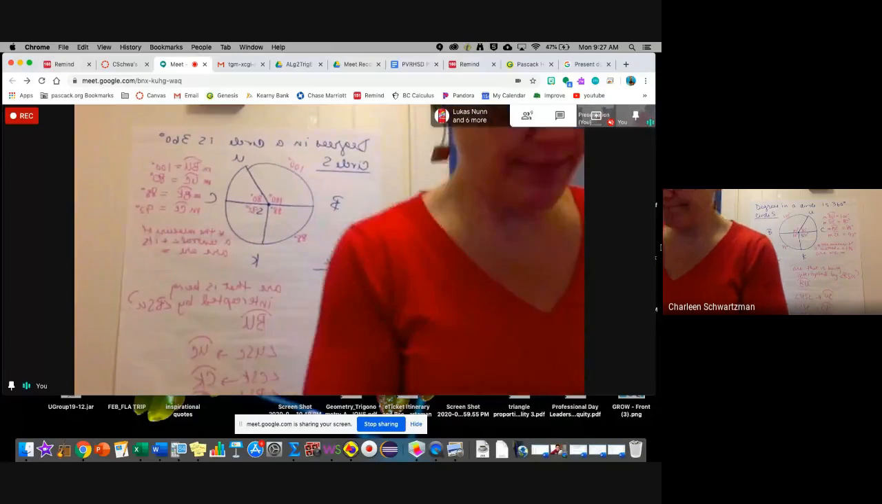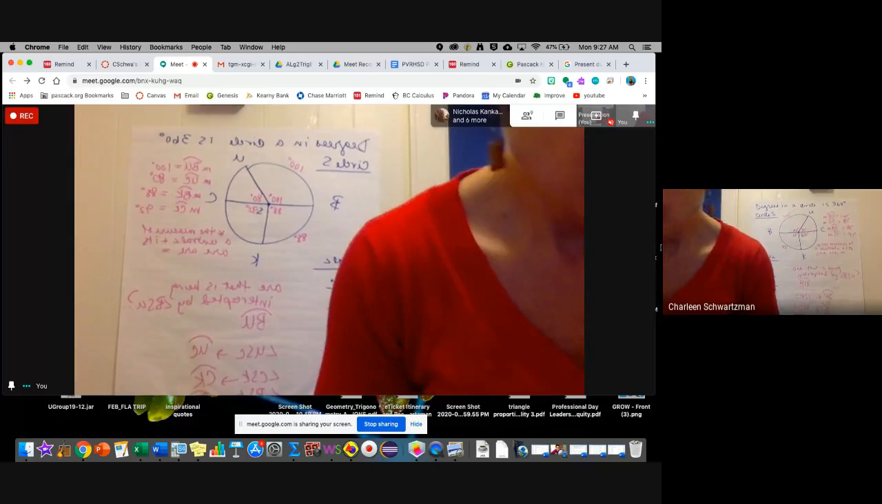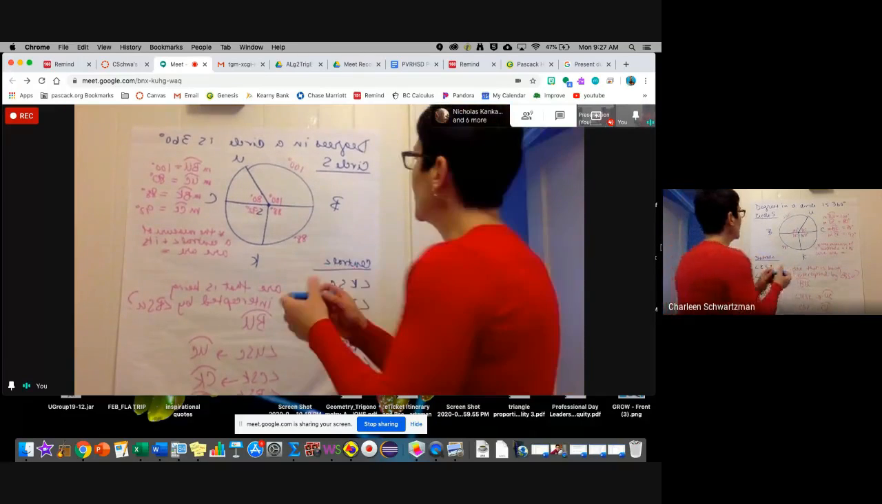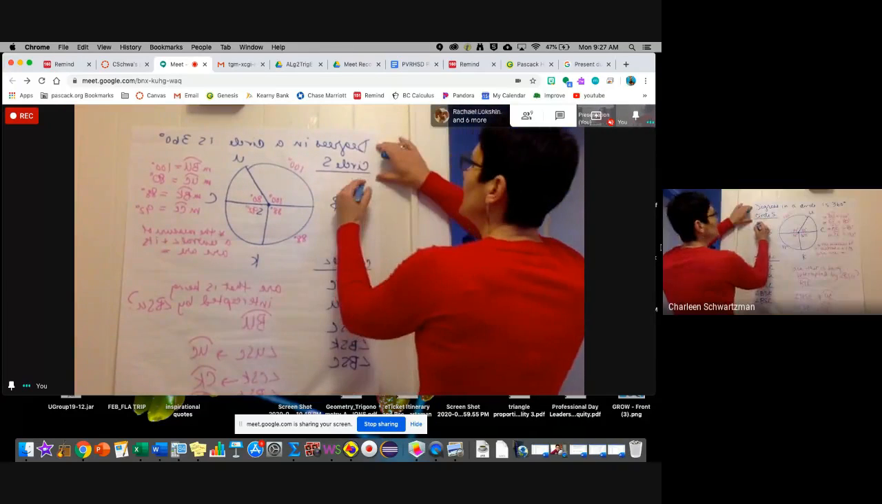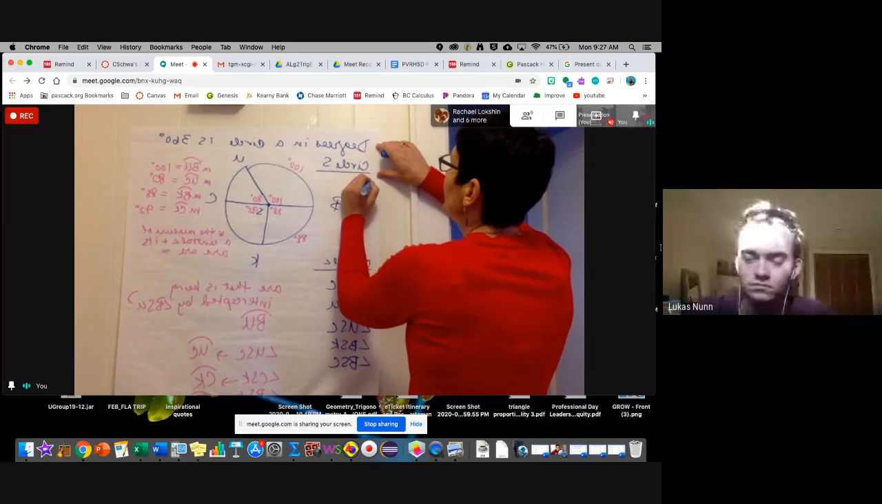Now, I'm going to get crazy. I'm going to go with a new color. Look at me go. This is one of my favorite colors. This is a really pretty color. Can you see where I'm writing?